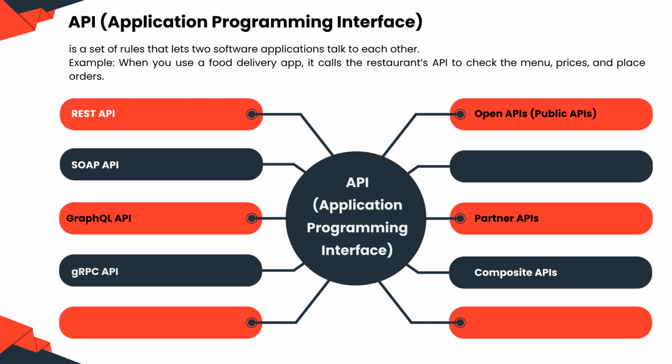An API, or Application Programming Interface, is a set of rules allowing two software applications to communicate. Examples of API types include REST, SOAP, GraphQL, Open, and Partner APIs.